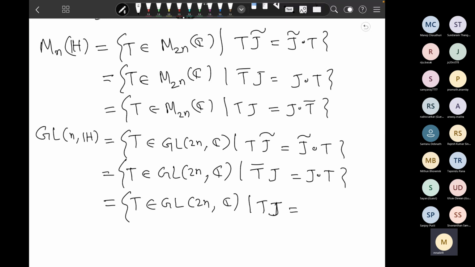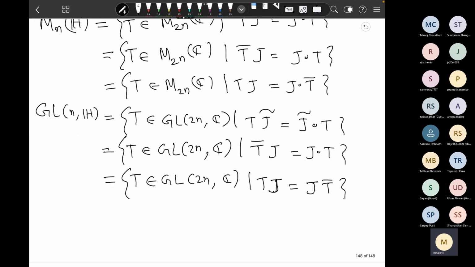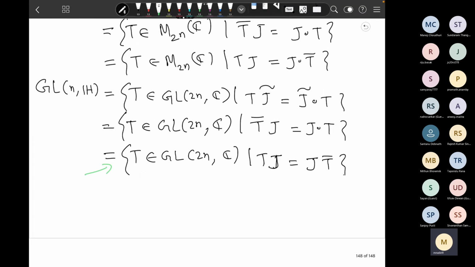Tj is equal to Jt bar. Now look at the third equation. This says that GLNH is a closed subgroup of GL2NC, and it says some other things. It says that it is a matrix Lie group, or GLNH is a pseudo-algebraic group.